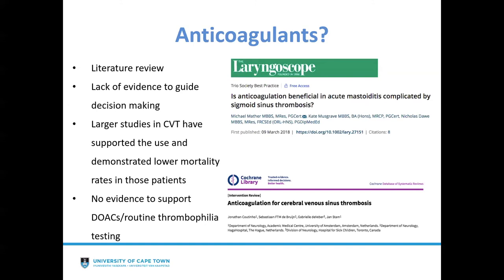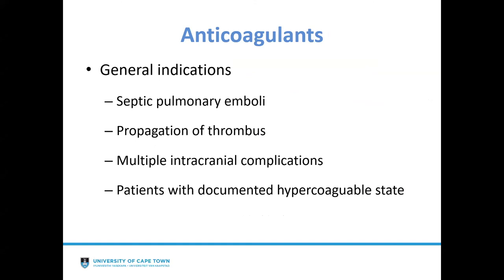There's also no evidence to support use of direct oral anticoagulants or routine thrombophilia testing, though in this literature they've noted that most patients, up to 40%, have either congenital or acquired thrombophilias. The general indications for anticoagulants would be septic pulmonary emboli, if there's propagation of thrombus or multiple intracranial complications, and in patients with a documented hypercoagulable state.